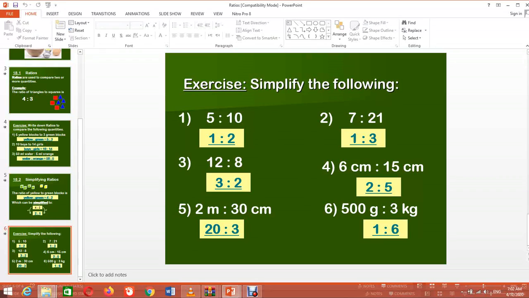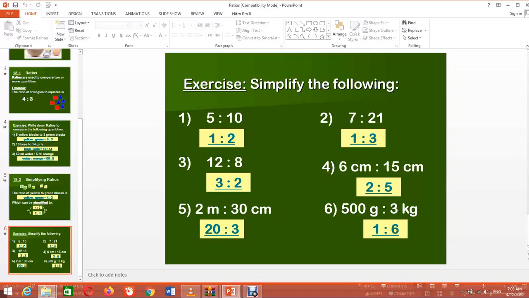The same applies to question 6. We have 500 gram to 3 kilogram. The units are not the same, so we have to change 3 kilogram into gram. 1 kilogram is equal to 1,000 gram. So we change 3 kilograms into gram, and we multiply by what? 1,000, and that will give us 3,000. So we have 500 gram to 3,000 gram.